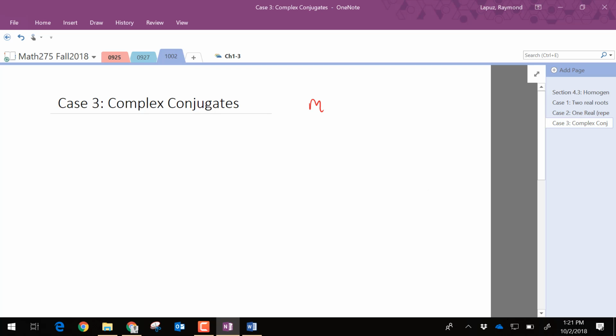So for your complex conjugates, let's say your solution will end up being m is equal to some number. I don't want to use a or b because we're using a and b in the differential equation. So I'll use Greek letters: alpha plus or minus beta i. So this would be the solutions to your auxiliary equation. And then your solution would be y is equal to e to the alpha plus or minus beta i times x.